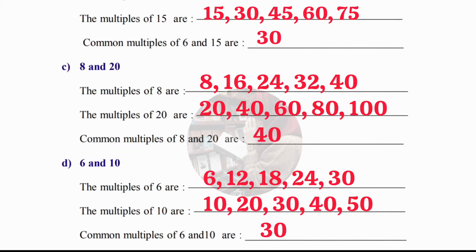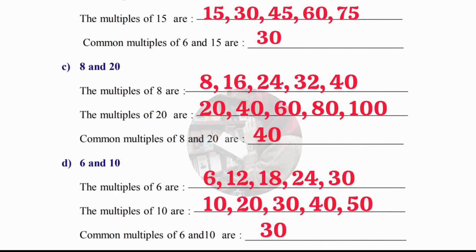Okay. Next is 6 and 10. We have to find the first 5 multiples of 6 and 10. Multiples of 6 are 6 ones 6, 6 twos 12, 6 threes 18, 6 fours 24, 6 fives 30. Next, multiples of 10 are 10 ones 10, 10 twos 20, 10 threes 30, 10 fours 40, 10 fives 50. Only 30 is the common multiple, so write it down: common multiple of 6 and 10 is 30. Okay guys, I hope you understood this.